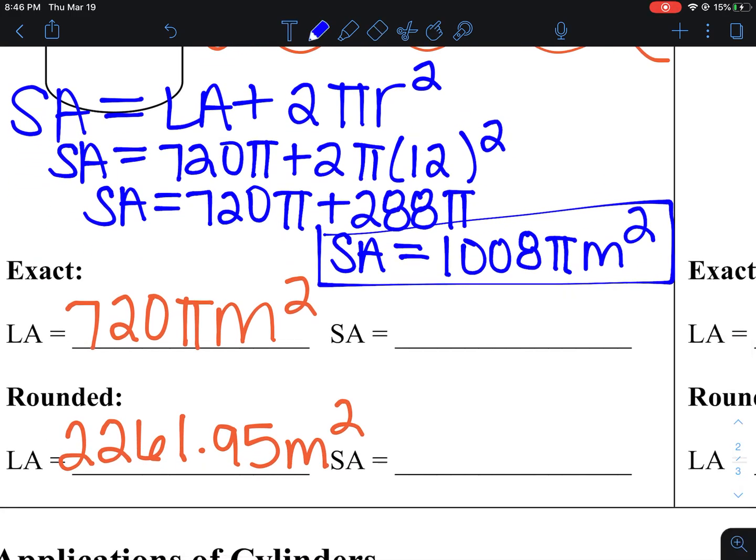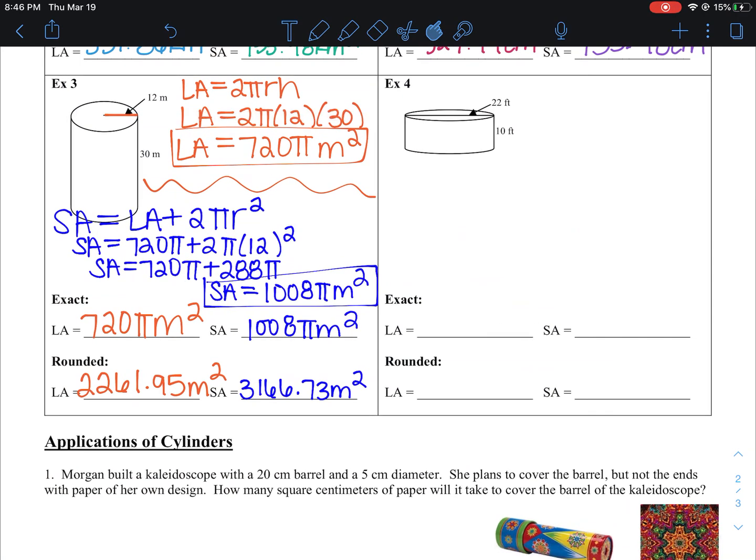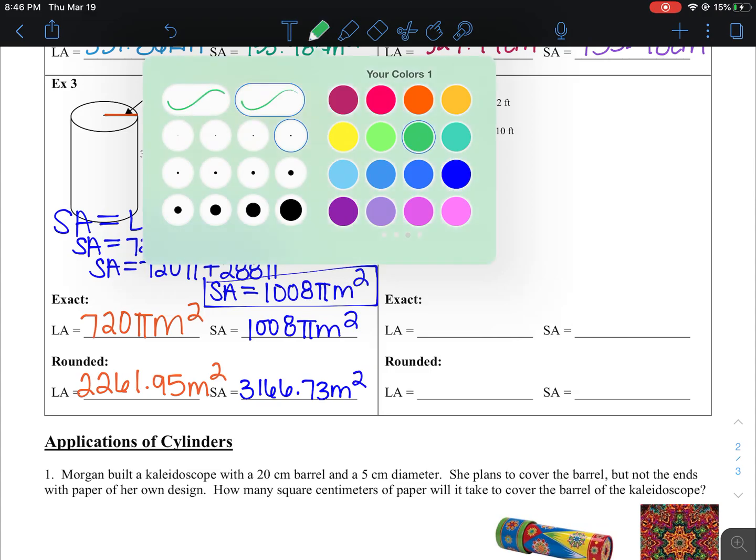So that's the surface area. So let's put that here. 1,008 pi meters squared, and then that rounded as a decimal, when you type that in, is 3,166.73 meters squared. Okay, hopefully you had tried that one, and hopefully you got it right. If not, then hopefully you see your mistake.